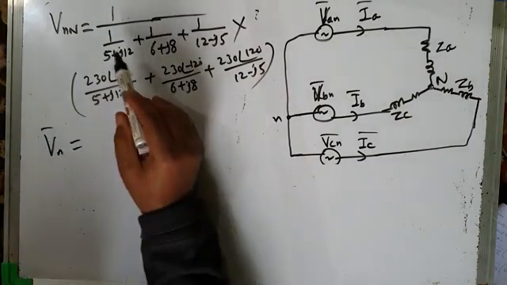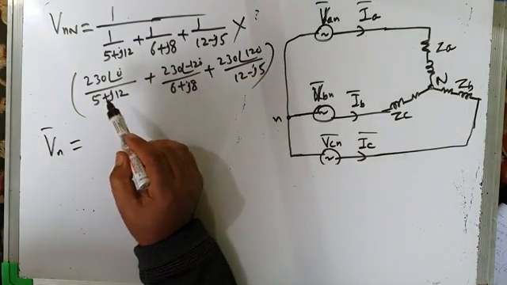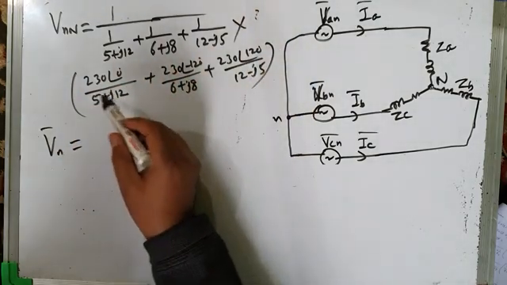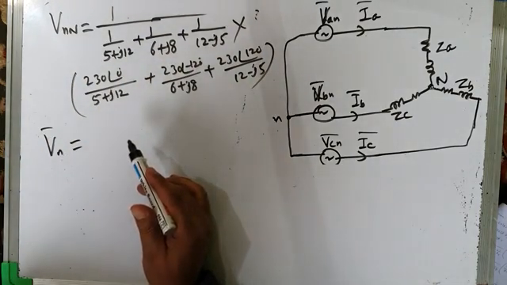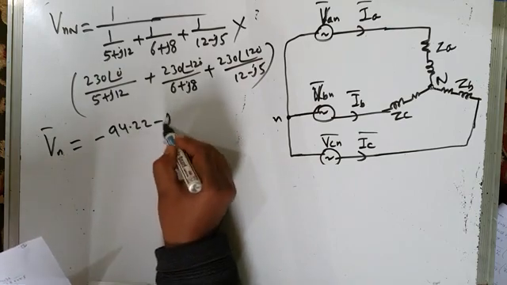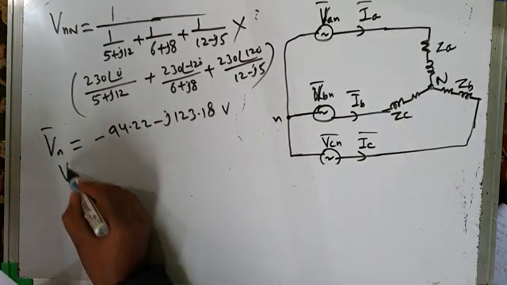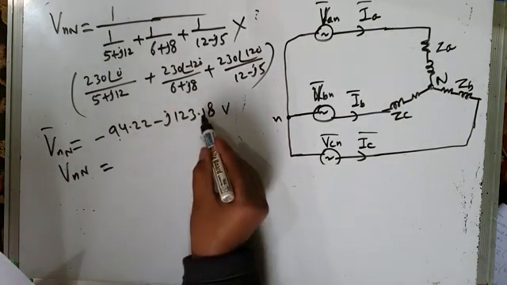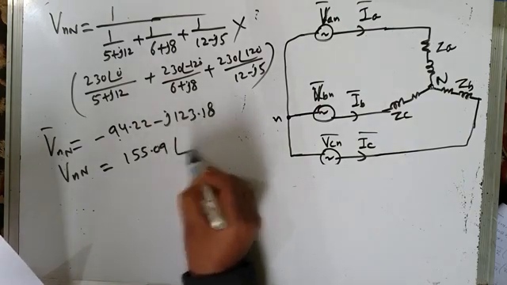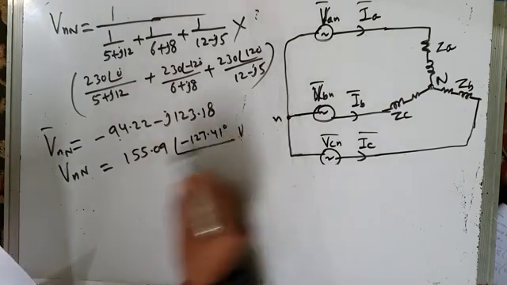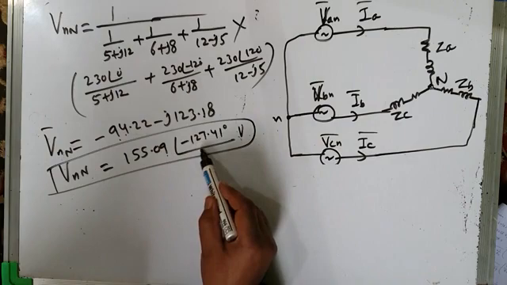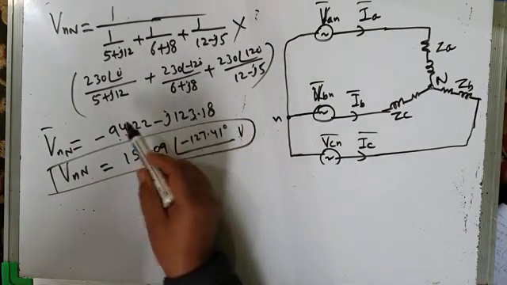If you apply the formula, these are in rectangular coordinates. You can transform them to polar coordinates, calculate, and then transform everything back into rectangular coordinates. So this VNN will come out to be minus 94.22 minus J123.18 volts, and its magnitude will be the square root of this square plus this square. Finally this will come out to be 155.09 at an angle of minus 127.41 degrees volts. So this square plus this square is 155.09 volts. And how do you get this angle? It is the tan inverse of the imaginary part by the real part, and that comes out to be this.